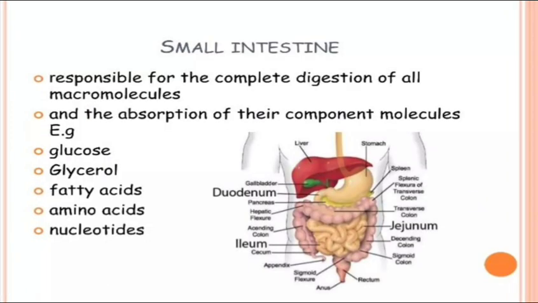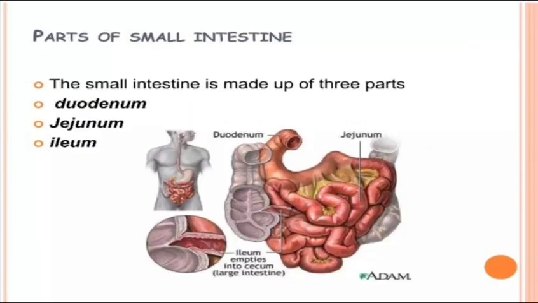Small intestine. The small intestine is responsible for complete digestion of macromolecules and absorption of their component molecules. Example: glucose, glycerol, fatty acids, amino acids, nucleotides. Parts: the small intestine is made up of three parts: duodenum, jejunum and ileum. Duodenum is the first part, the middle is jejunum and the third one is ileum.